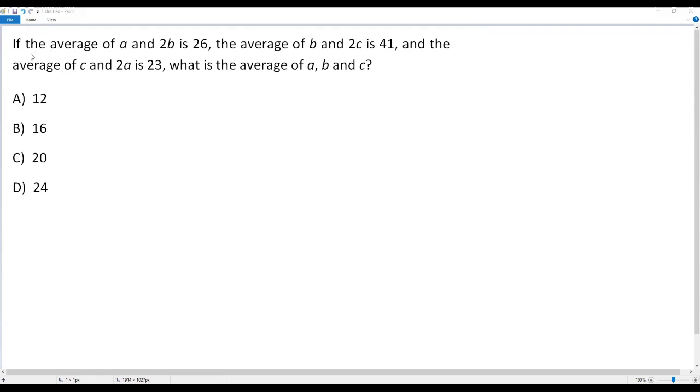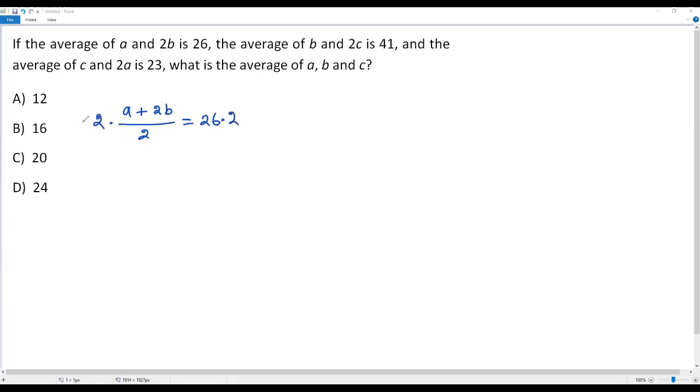Now, let me consider the first piece of information, that the average of A and 2B is 26. If I want to get the average of the two values A and 2B, I have to add the two values A and 2B, and divide by the number of values, that is 2. So this gives the average of A and 2B, which is equal to 26 according to the question. Now let me multiply both sides of this equation by 2 to get rid of the denominator 2 on the left side.